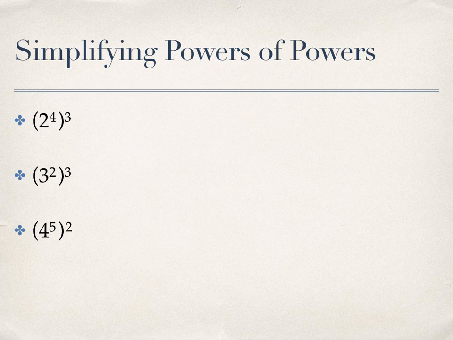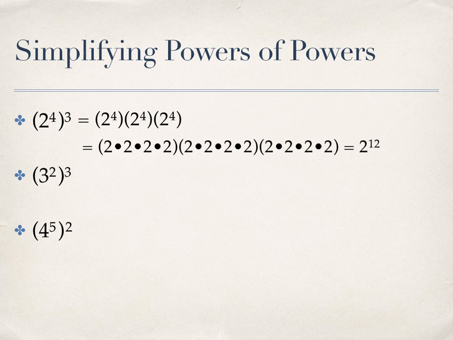Now we're looking at 2 to the fourth raised to the third power. So whatever I raise to the third power, I multiply by itself 3 times. Now 2 to the fourth, as you know, is 2 times 2 times 2 times 2. So I could multiply that out by itself 3 times over. And when I'm done, I end up with 2 to the 12th power.